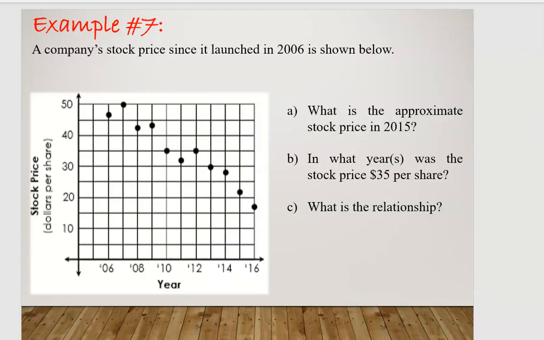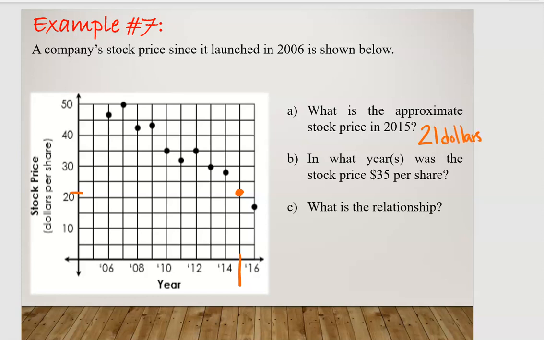So now we have to analyze what's going on here. A company's stock price is listed since it launched in 2006. For question A, it says, what is the approximate stock price in 2015? The way to read this is we look down here where it says year. 2015 is between 2014 and 2016. To find that value, it's going to be this data point, which would match up with roughly $21 or $22. So I'm going to say $21.